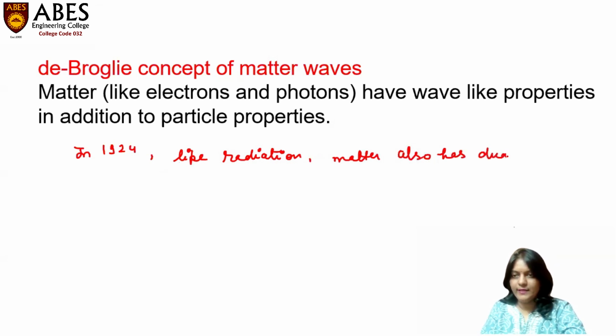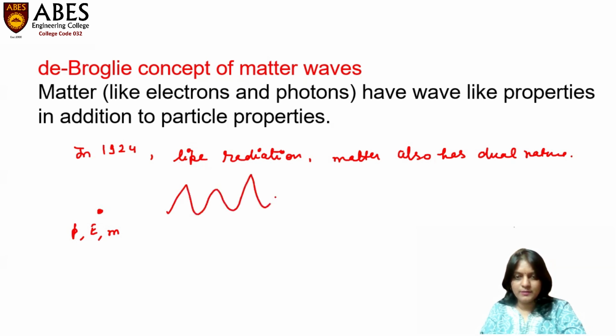Matter also has a dual nature. So matter like electron and photon have wave-like property in addition to the particle property. This is the particle property of the electron, which has the momentum p, energy E, mass. And when this microscopic particle is moving, it has a wave-like property also, which has the wavelength lambda and frequency.